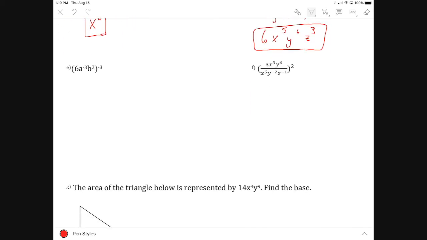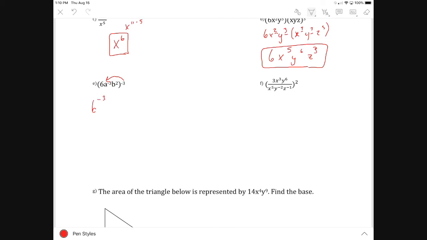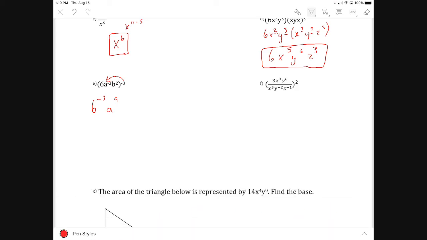On our next example, we're going to distribute that negative 3 exponent in. So we're going to have 6 to the negative 3rd, a to the 9th, because when you do negative 3 times negative 3, you get 9. Then we get b to the negative 6th, because 2 times negative 3.